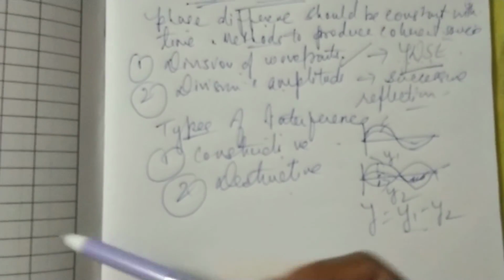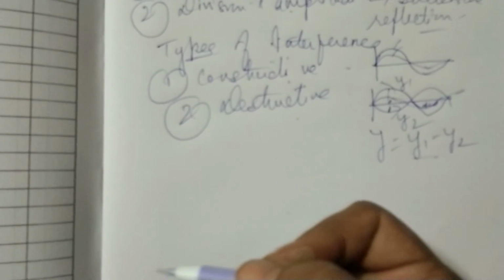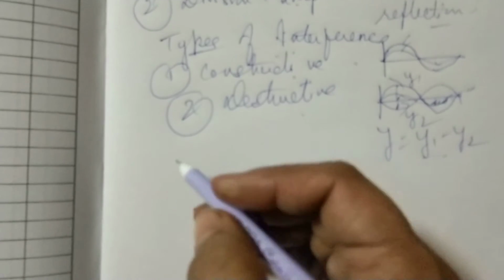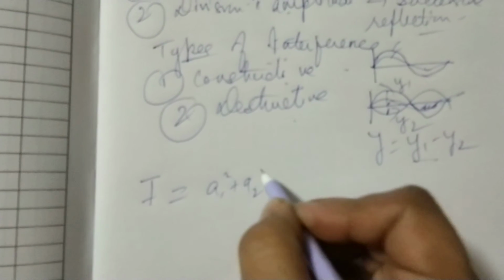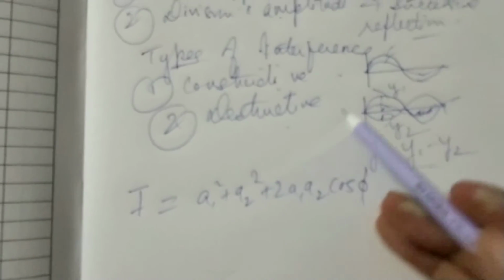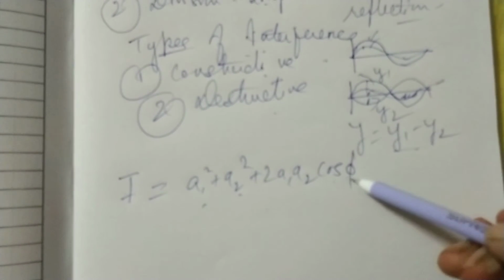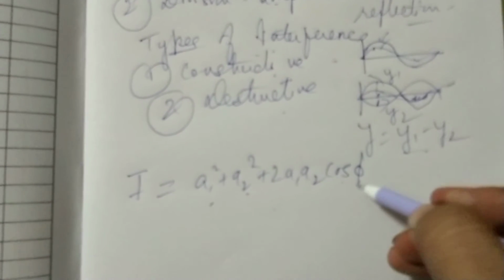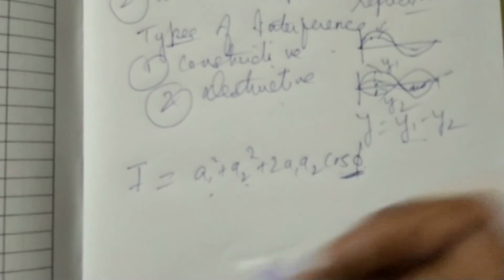Next, we need to find out the condition for when it will be constructive interference and when it will be destructive interference. I am not deriving it. We have the intensity I equals a1 square plus a2 square plus twice a1 a2 cos phi. Let me explain this. We have taken two waves. Let us assume one wave amplitude is a1, the other wave amplitude is a2, and phi is the phase difference between the two waves. Now this cos phi becomes one of the factors which will decide whether it is constructive or destructive interference.